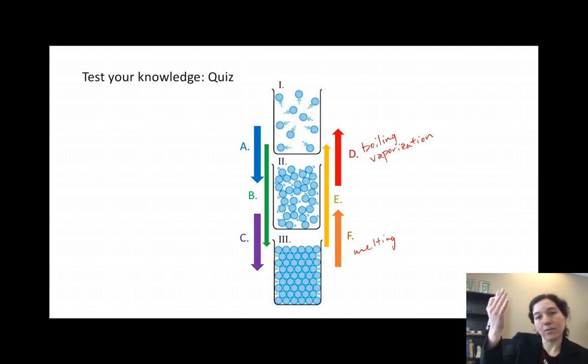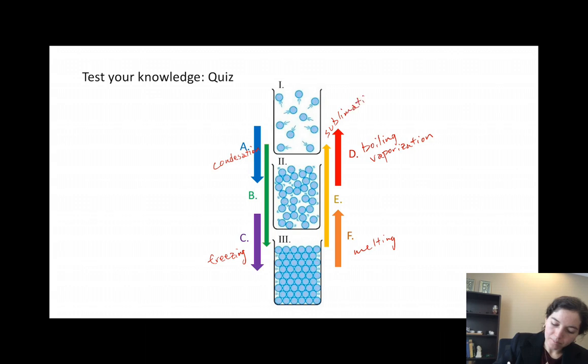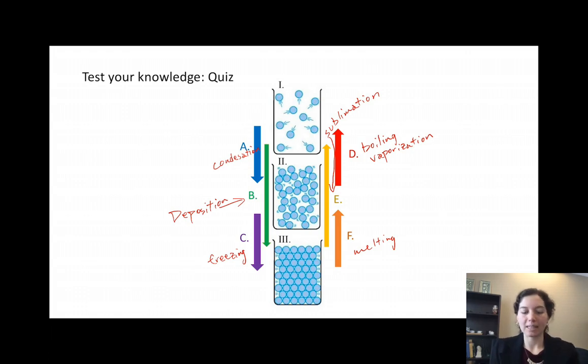Going down from our gas to our liquid is condensation. Liquid to solid is freezing. And then going from a solid all the way to a gas, that's your sublimation. So that goes to E here, sorry. And then B over here, going from a gas straight to a solid, is deposition. It deposits onto the surface. Okay, so that's the answers to those quizzes.